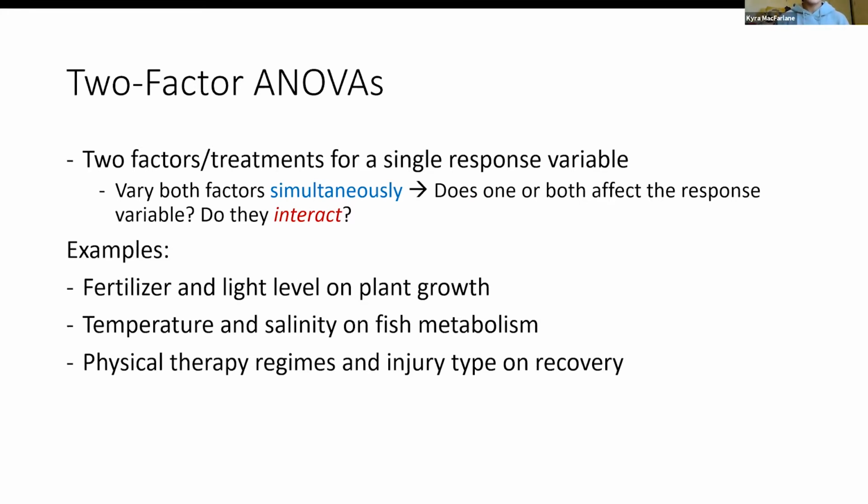So some examples might be fertilizer and light level on plant growth. So we're looking at fertilizer and light level on plant growth, and we're seeing, do fertilizer and light level interact in some way? We have temperature and salinity on fish metabolism, physical therapy regimes, and injury type on recovery. So two factors, one response variable.